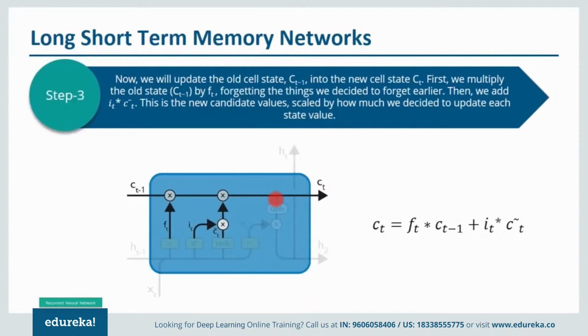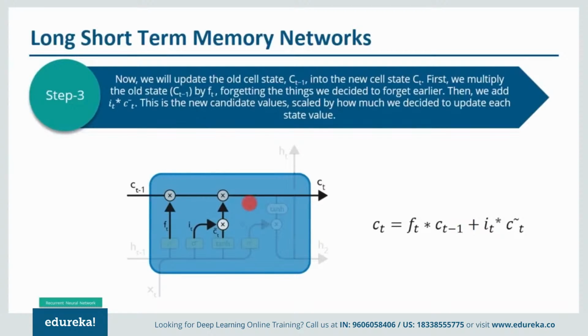So now is the time to update the old cell state ct-1 into the new cell state ct. Alright, and in the previous steps we have already decided what to do. We just need to actually do it. So what we'll do, we'll multiply the old cell state ct-1 with ft that we got in the first step, forgetting the things that we decided to forget earlier, if you can recall. Then we add to it i of t multiplied by c bar of t, the new candidate values scaled by how much we decided to update each state value.